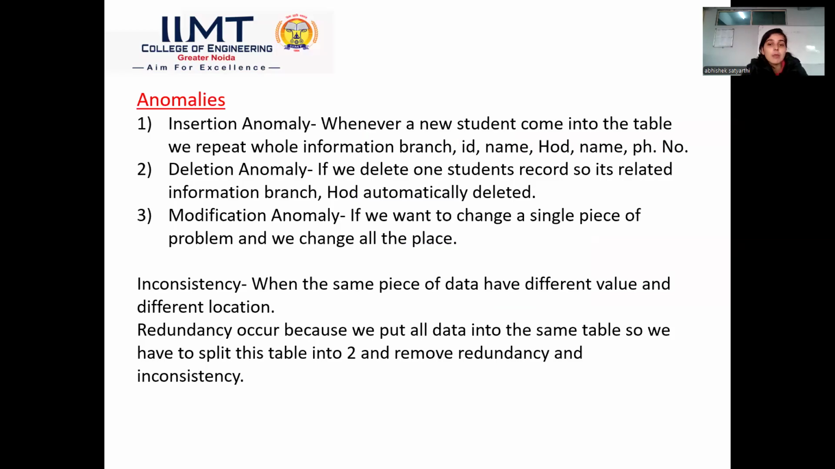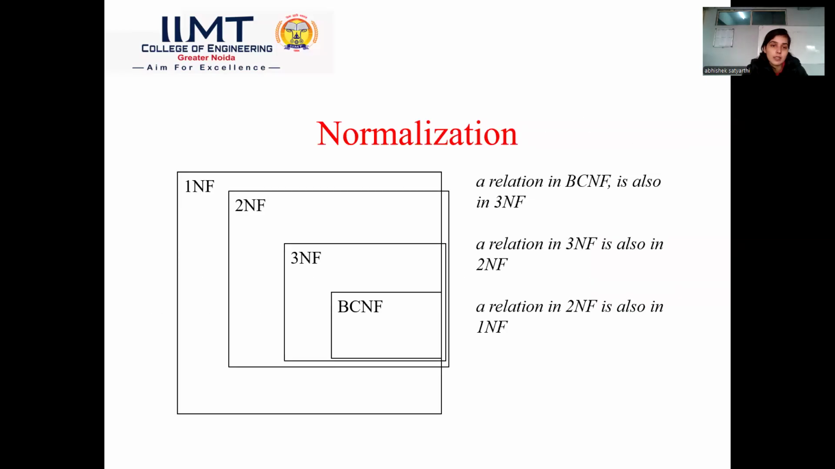Inconsistency is when the same piece of data has to be put in different places and different locations. Redundancy occurs because we put all the data into the same table, so we have to split this table into two and remove the data redundancy and also the inconsistency.